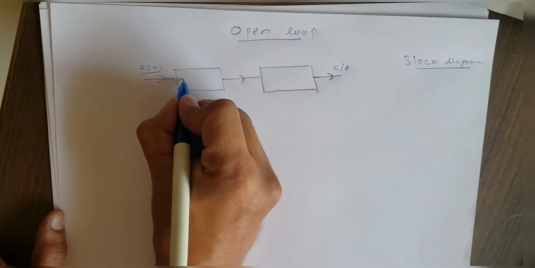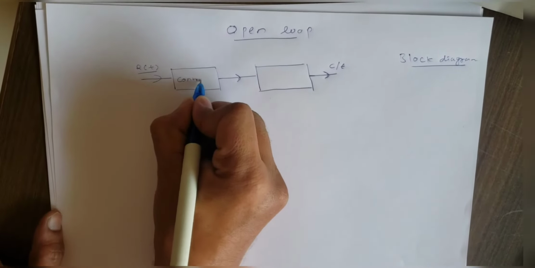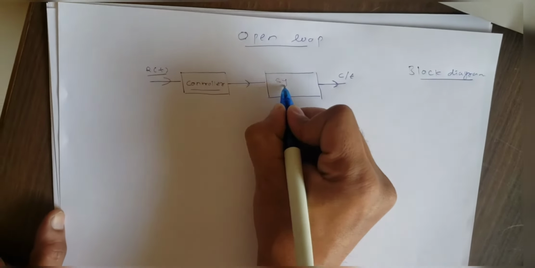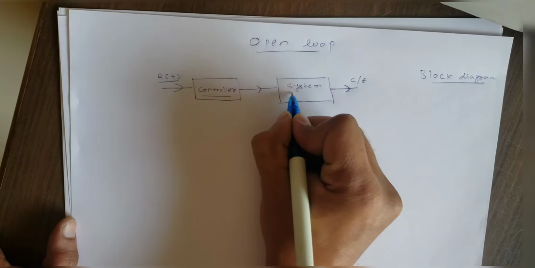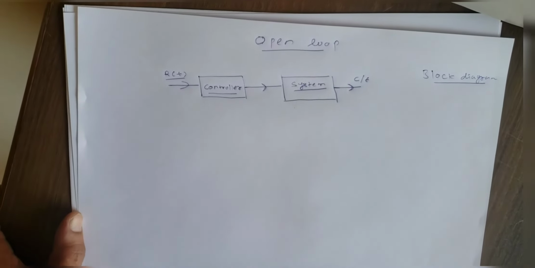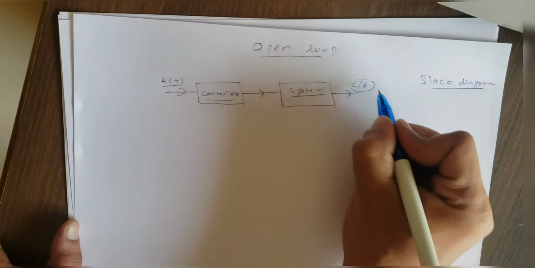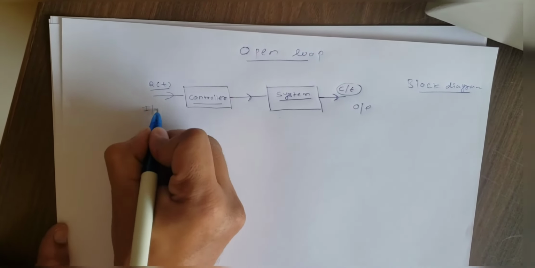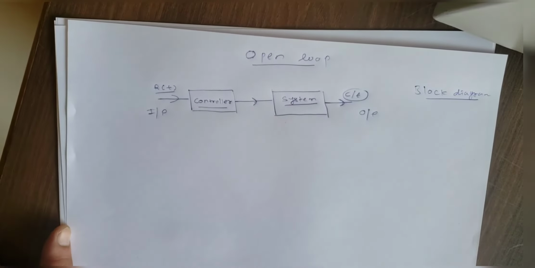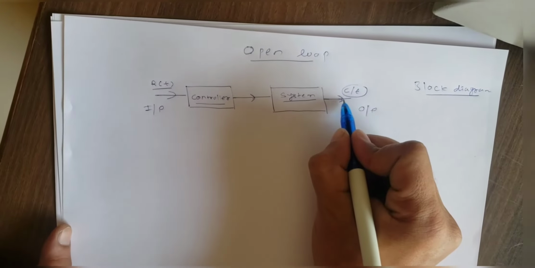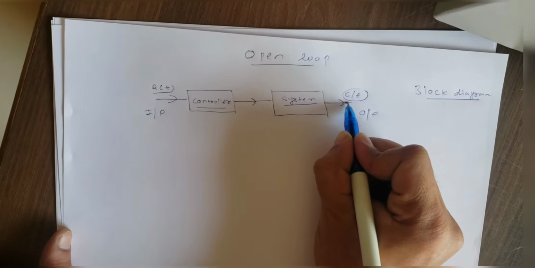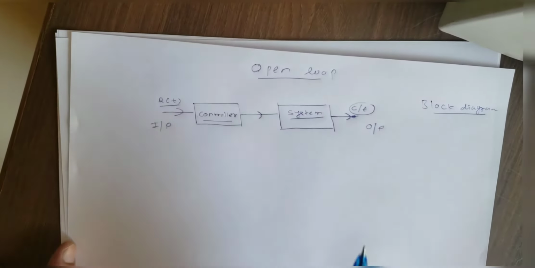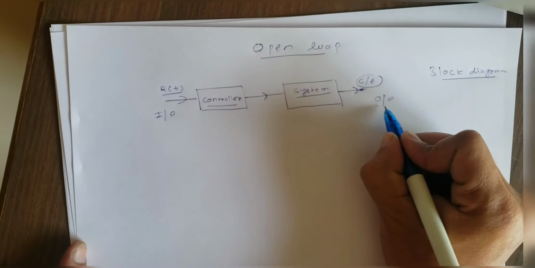So in an open loop system we have a controller. This is the important element, the controller, and the second part is the system to be controlled. If you observe, C(t) is the output of the system and R(t) is the input of the control system. In an open loop system we are not measuring this output and we are not using it for correction in the control system, and that's why it is called an open loop system.